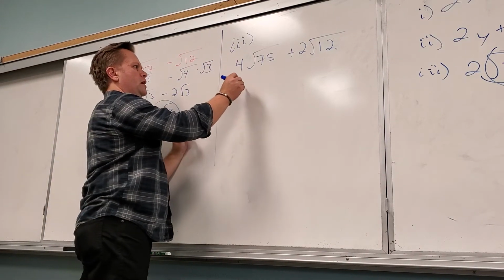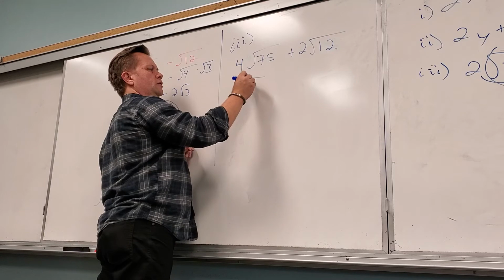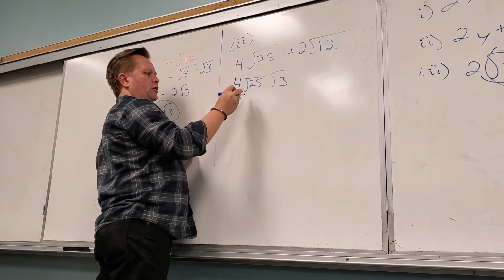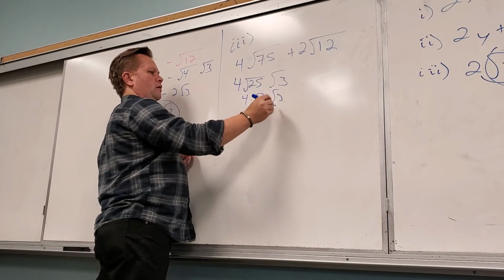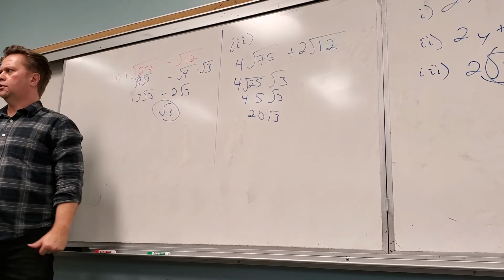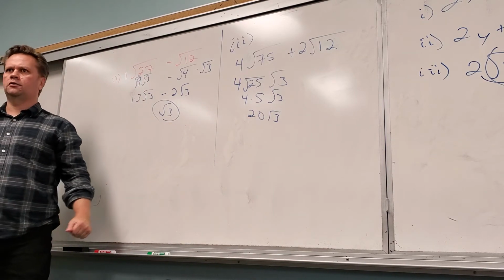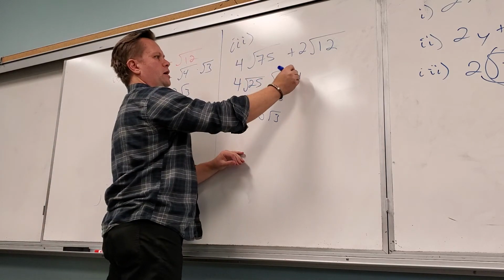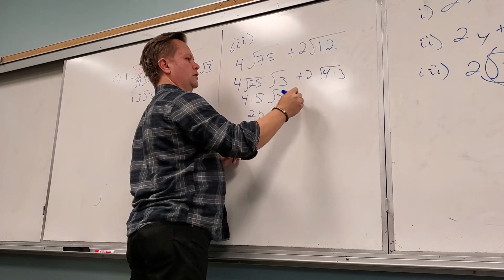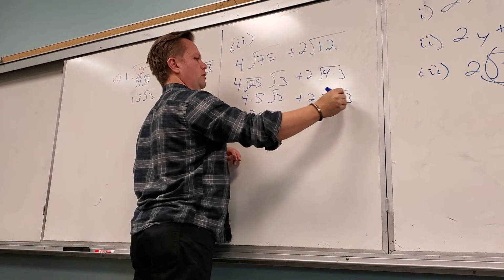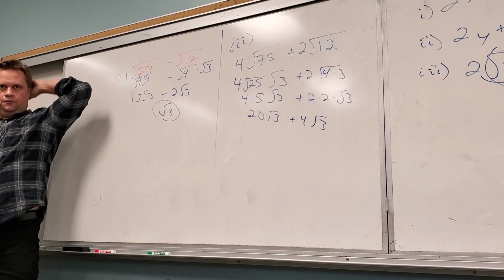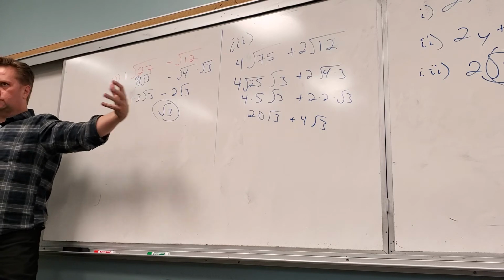So what is this? 4 times, how can you break up 75? 25 and 3. Rad 25 is 5. And 4 times 5 is 20. Plus 2, 12 we did earlier. 4 times 3. So that's going to be 2 times 2 times rad 3. So plus 4 rad 3. And then finally, 24 rad 3.